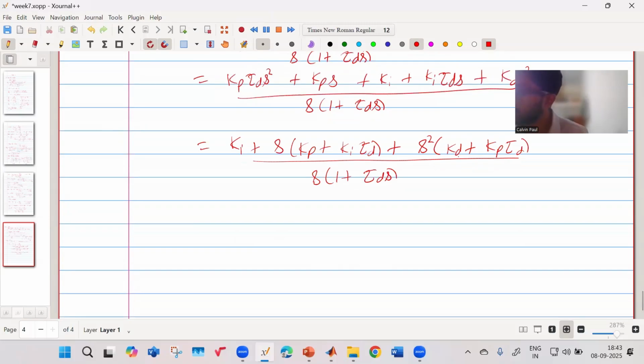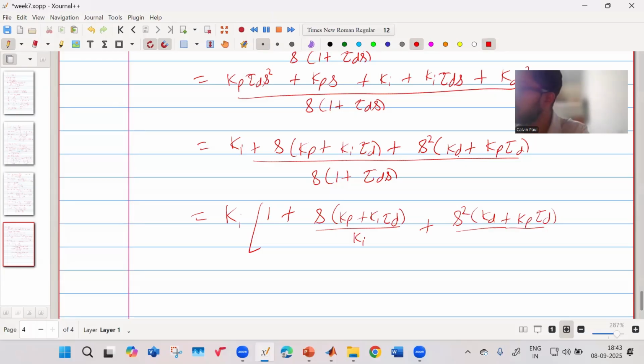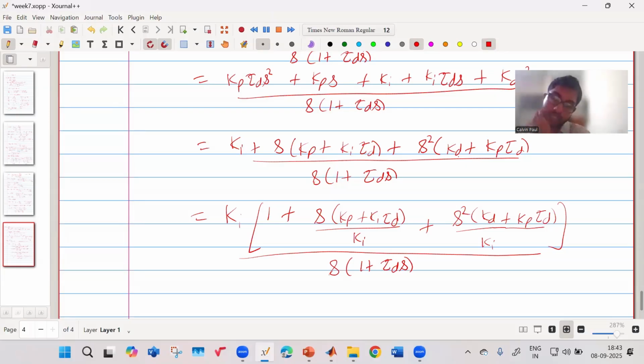upon s into (1 plus tau d s). So that we can write, we want to find a DC gain. If you want to find a DC gain, we write in a normalized form, we take Ki common. So we get 1 plus s into (Kp plus Ki tau d) upon Ki plus s square into (Kd plus Kp tau d) upon Ki, this into s into (1 plus tau d s). Okay, so we have got till here.